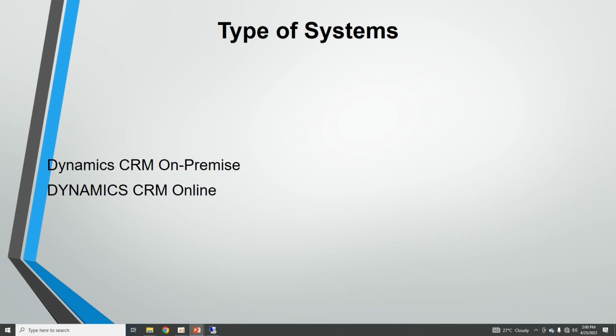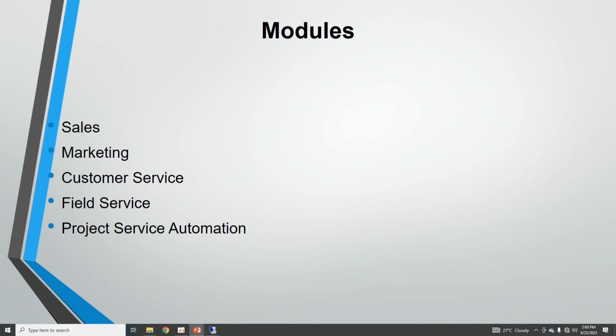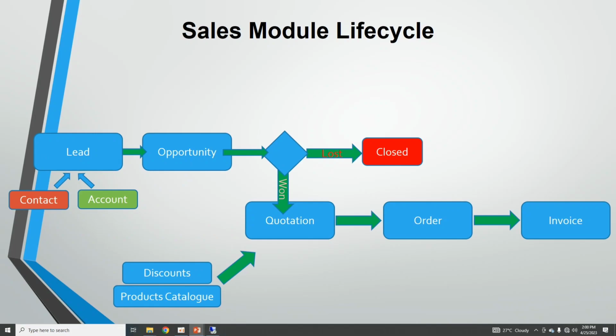Functional part. There are two types of system. One is available on premise and one is available on the internet, that is, the online system. Sales, marketing, customer service, field service, and project service automation are the modules. Basically there are three modules, but if we talk about details, there are five modules.